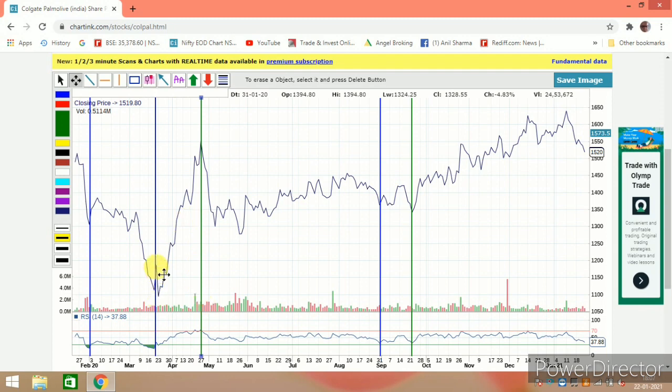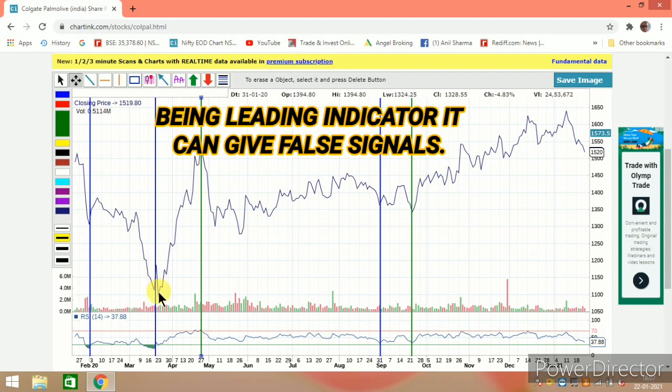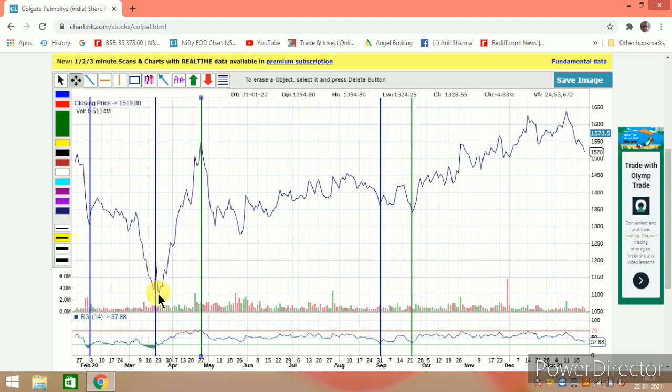Now we have taken a buy signal here somewhere around 1150, and we have sold it at roughly about 1520, 1530. But after taking a buy position, it has fallen down. This is actually the biggest drawback of this, because it is a leading indicator. Therefore, it can quite happen that for 7, 9, 10 days, it may continue to fall.